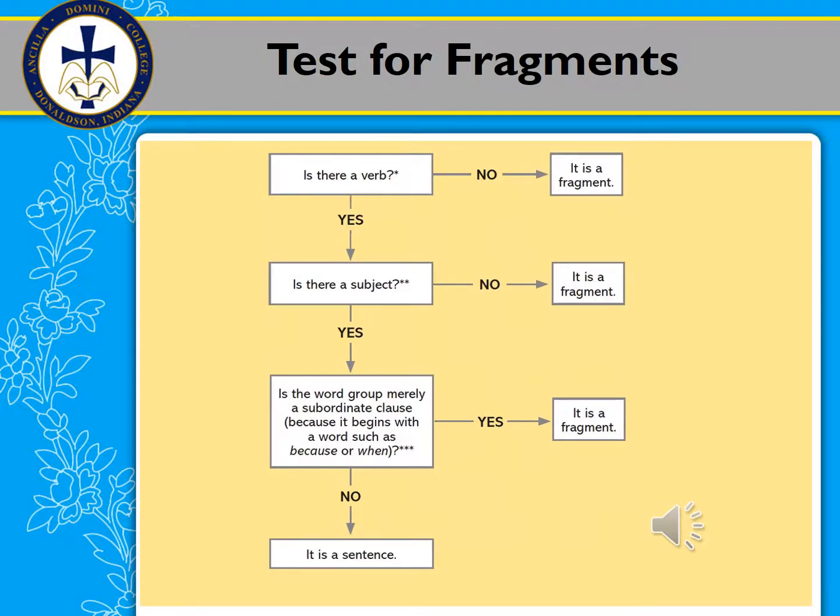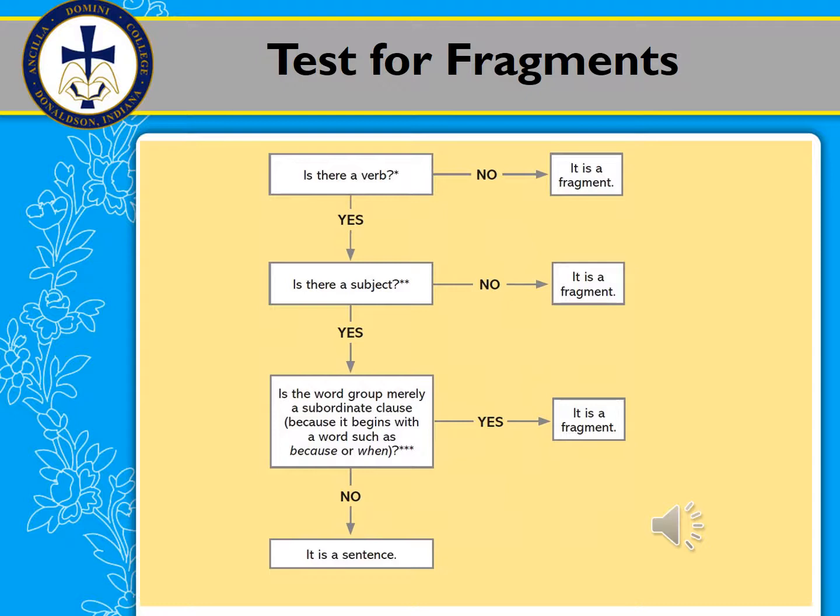Let's look at this handy test for fragments. We can look at this and ask ourselves these questions if we're not sure if something is a fragment or not. So we look at the first box. Is there a verb? Well, if there's not a verb, no, it's a fragment. Is there a subject? No, it's a fragment. So we can choose, is there a verb? No, it's a fragment. Yes, go on to the next question. Is there a subject? If the answer is no, then okay, it's a fragment. If the answer to that is yes, then it gets a little bit more complicated.